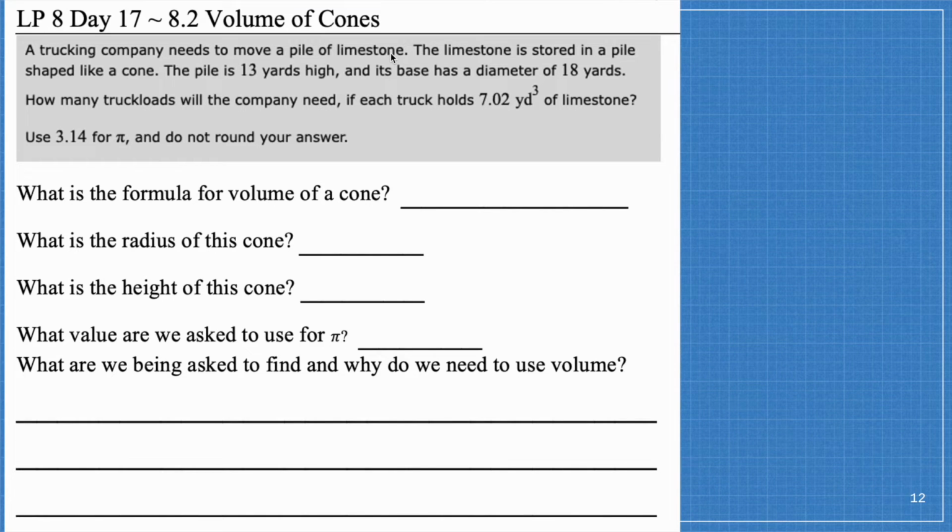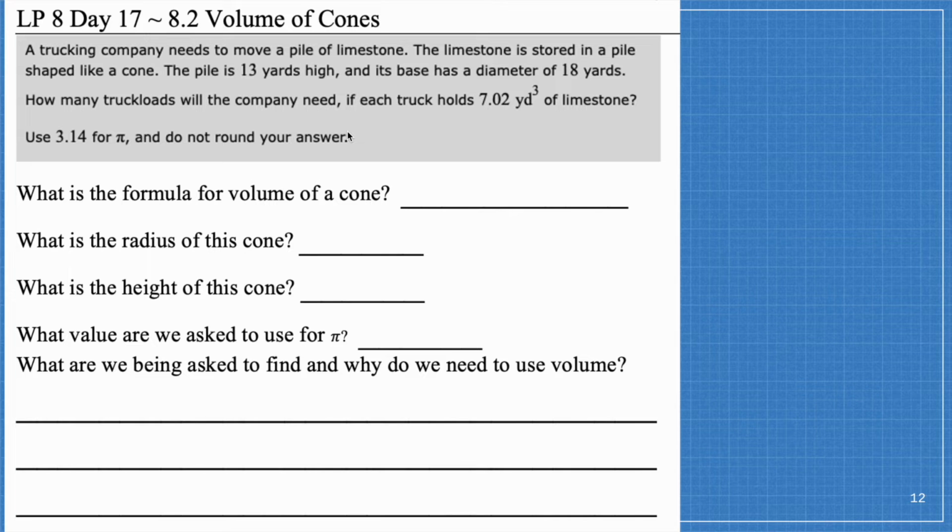All right, so this is going to be volume of a cone, but it's going to be a word problem. A trucking company needs to move a pile of limestone. The limestone is stored in a pile shaped like a cone. The pile is 13 yards high, and its base has a diameter of 18 yards. How many truckloads will the company need if each truck holds 7.2 yards cubed of limestone? Use 3.14 for pi and do not round your answer.